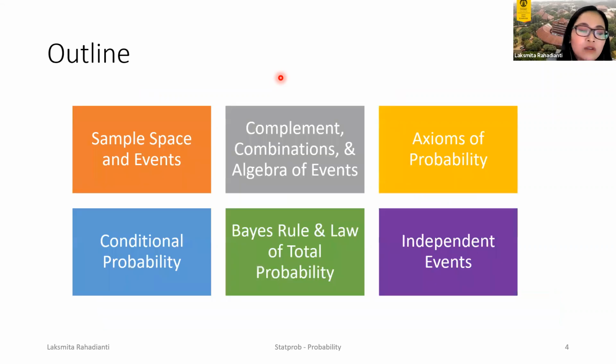So in order for us to go about it in a more structured way, I have tried to divide the lecture into 6 main points. We have the sample space and events. We have complements, combinations, and algebra of events, axioms of probability, conditional probability, the Bayesian rule, and independent events. My target today is to try to cover the first 4, if possible. If not, maybe the first 3. Then we can finish off the remaining parts next week.